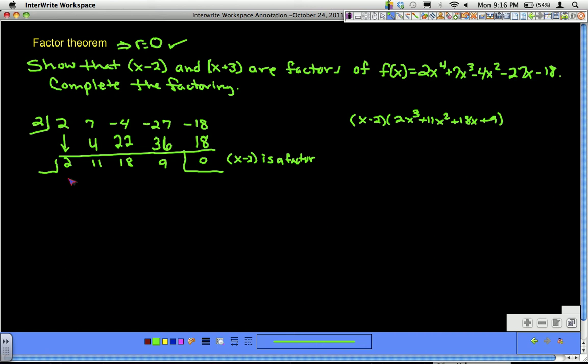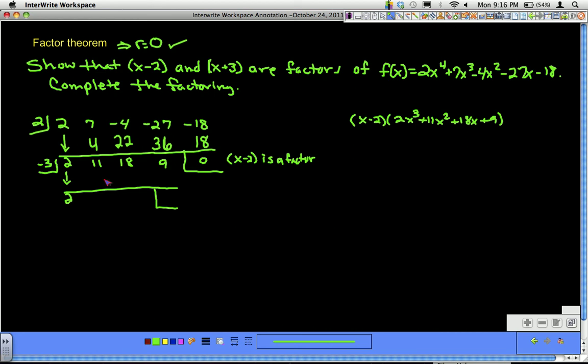So now they want us to check and see, is x plus 3 a factor? So we're going to put minus 3. Bring down the 2. Draw the line. And we only have to go this far because there was no remainder. So this is the end of our term this time. So walk ourselves through the same steps again.